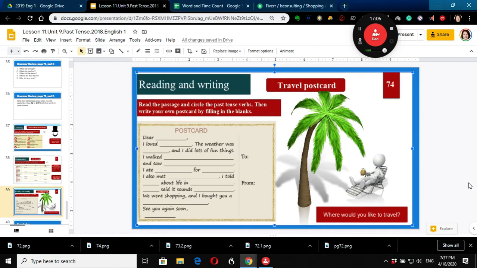Dear Linda, that's my best friend, I loved Edinburgh. The weather was kind of chilly, but it was sunny most of the time, and I did lots of fun things. I walked to Old Town. I saw the castle. I ate fish and chips for lunch.